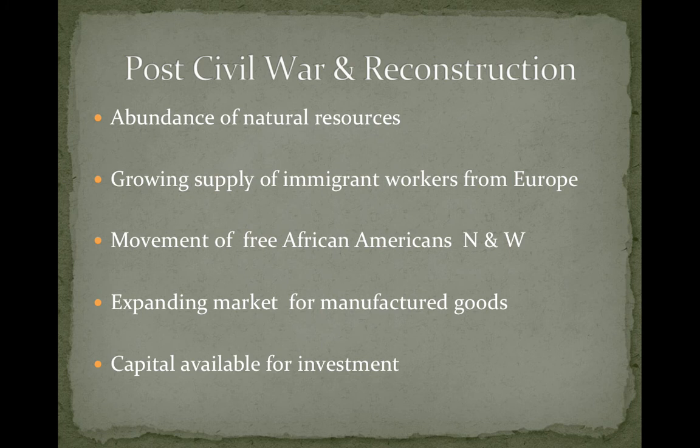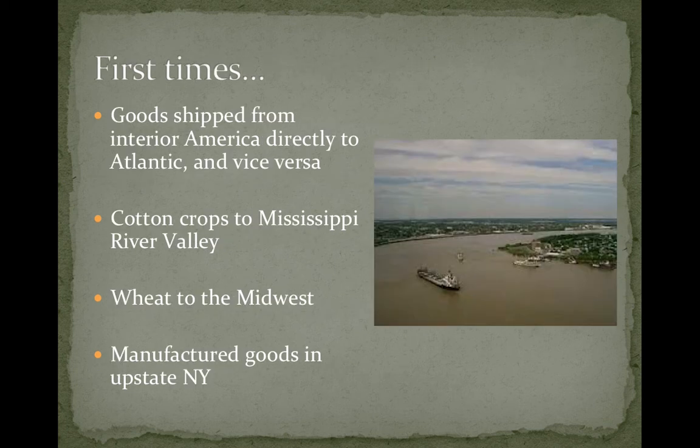Following the Civil War and Reconstruction, the American economy grew considerably. There was an abundance of natural resources, meaning our people were moving west, finding such things as coal. Even later on, you'll see they find gold. There's a growing supply of immigrant workers from Europe, a movement of free African Americans north and west, an expanding market for manufactured goods, and the availability of capital for investment. So there's more money available to invest in companies that you thought would do well.